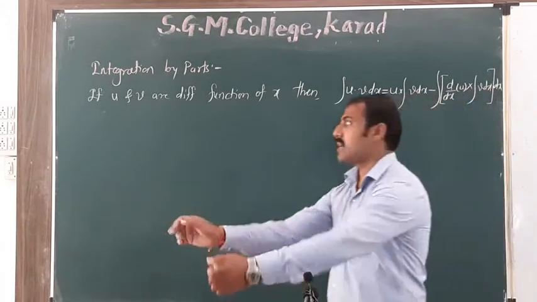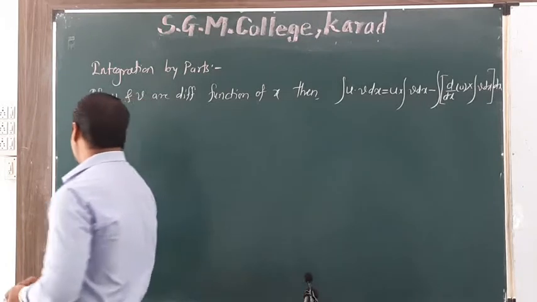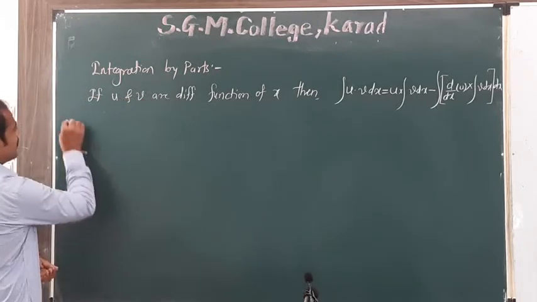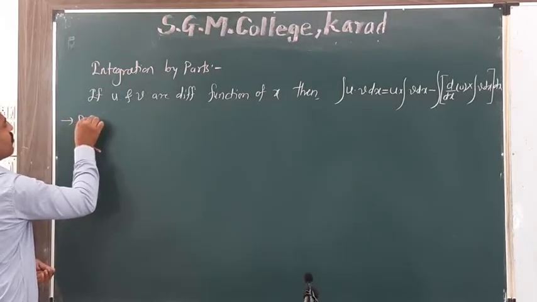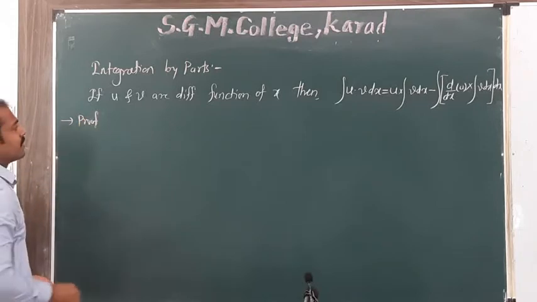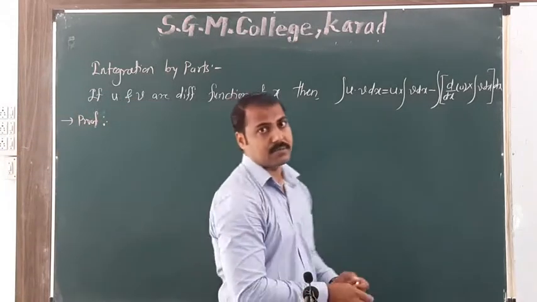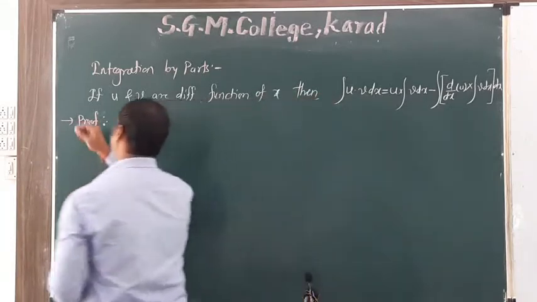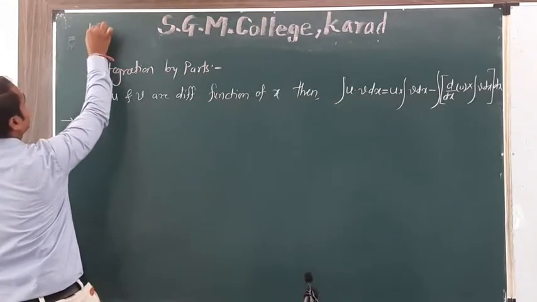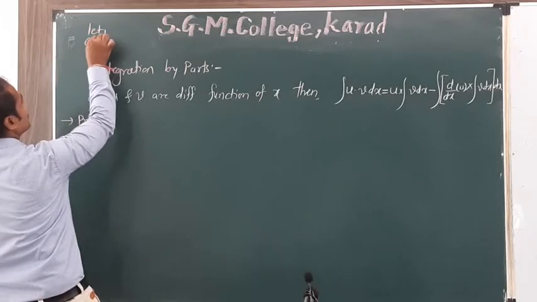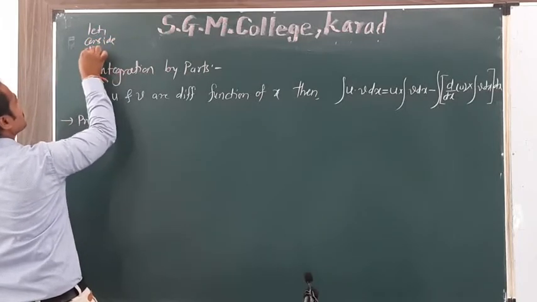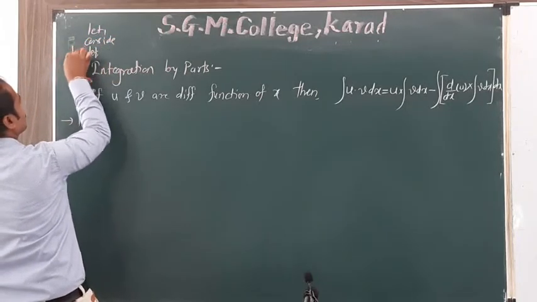Okay, it is very clear. Now here is the proof of the integration by parts. We remember this proof by three steps: first one is let, second one is consider, and third one is by definition.